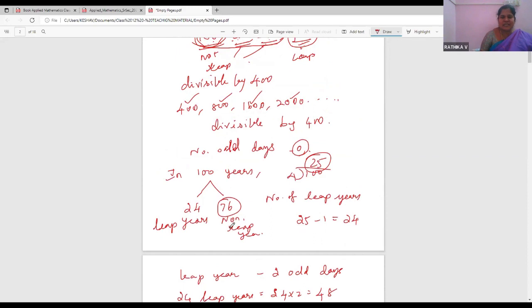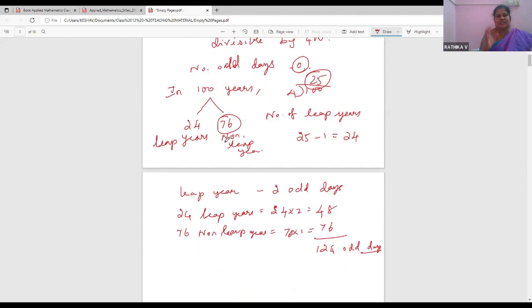So I repeat what we are calculating. Once you learn this concept, the calculation is very simple. The first point you should know is how many odd days there are in 100 years. We divide by 4 to get the number of leap years. Since 100 is not a leap year, there are 24 leap years and 76 non-leap years. In the 24 leap years, every leap year has 2 odd days.